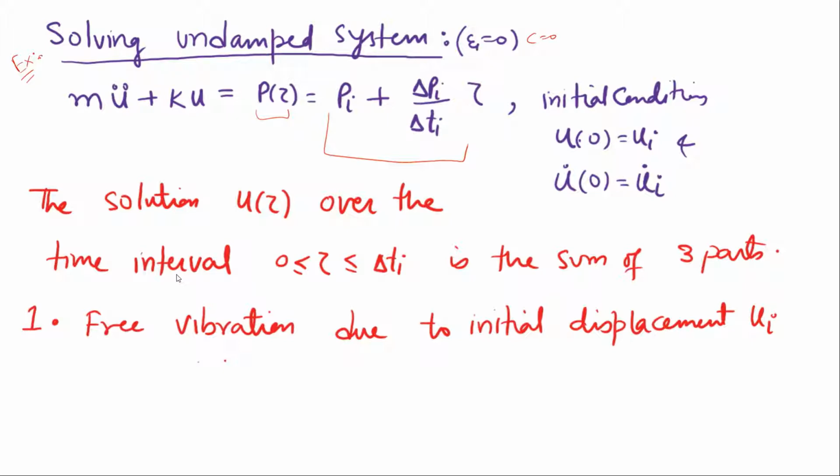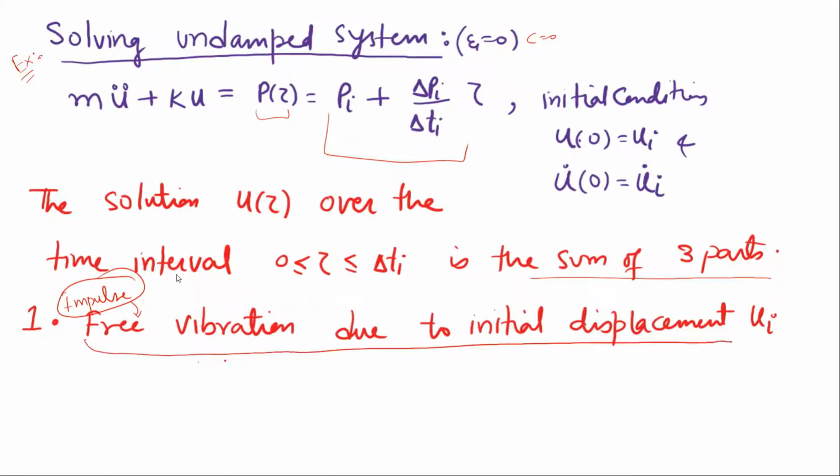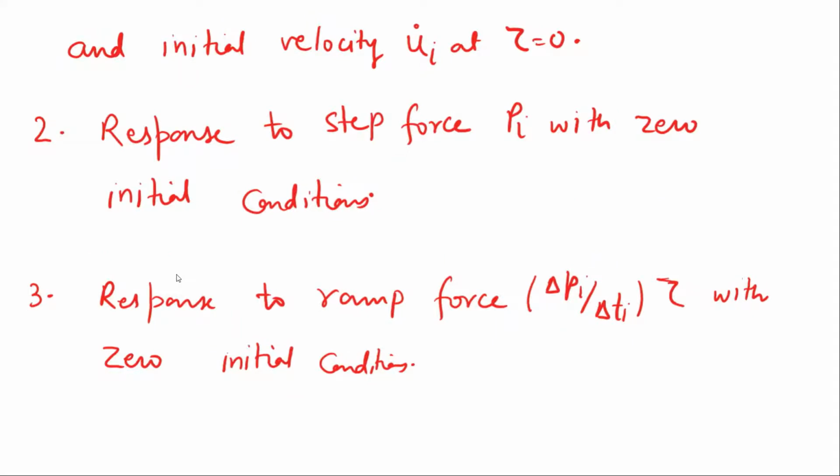So this we will see with the initial conditions, u0 is ui and u dot 0 is u dot i. So the solution u tau over the time interval tau equals 0 to del Ti is the sum of three parts. First part is the impulse. We have to solve the response for the impulse, which is nothing but free vibration due to initial displacement ui and the initial velocity u dot i at tau equals 0. And second is the response due to a step force Pi with zero initial conditions. And the third is the response due to a ramp force with zero initial conditions.